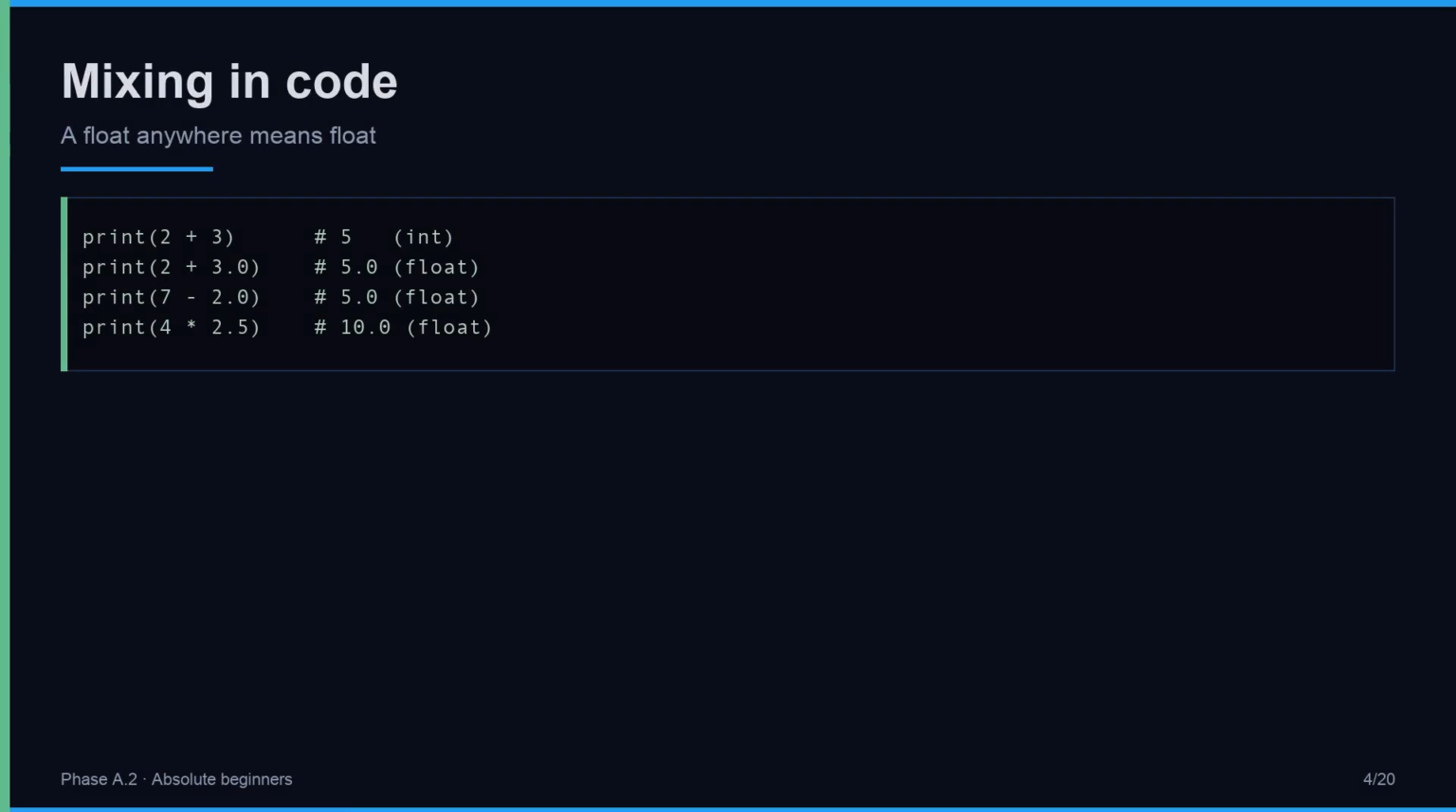2 plus 3, both ints, gives 5, an int. But 2 plus 3.0 gives 5.0. A float, because a float joined the calculation. 7 minus 2.0 gives 5.0. 4 times 2.5 gives 10.0. Notice the pattern. The moment a float appears, the answer carries a dot and becomes a float. Read each line and the rule jumps out. A float anywhere means a float in the result. A float in, a float out.